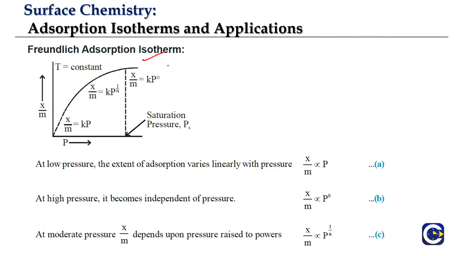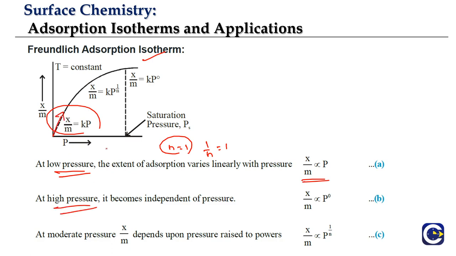And we can look at the graphical representation of it over here. At low pressure, since the n value will be equal to 1, 1 by n also will be 1. So we'll see that the relation will be x by m is equal to k p power 1 by 1, which is k into p. So the relation will be a proportional relation. We can see almost like a straight line.